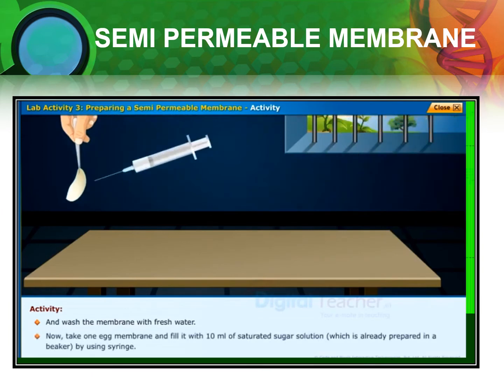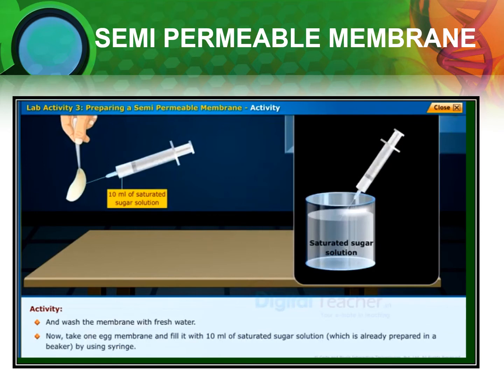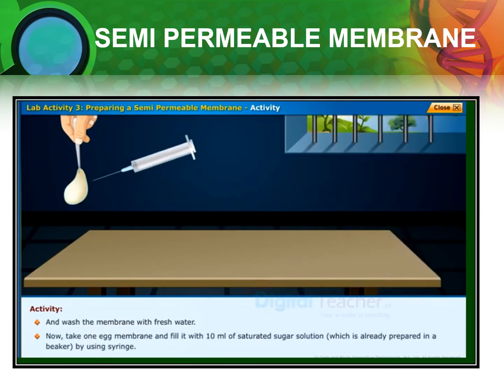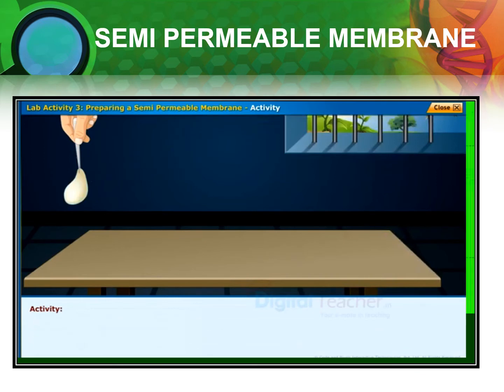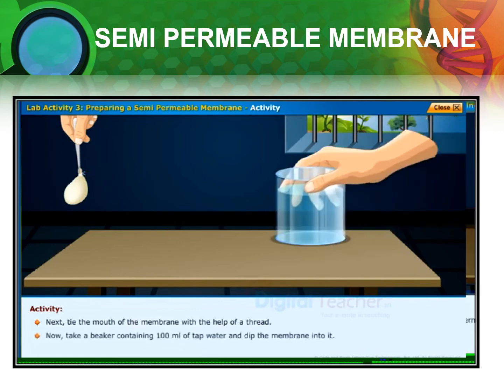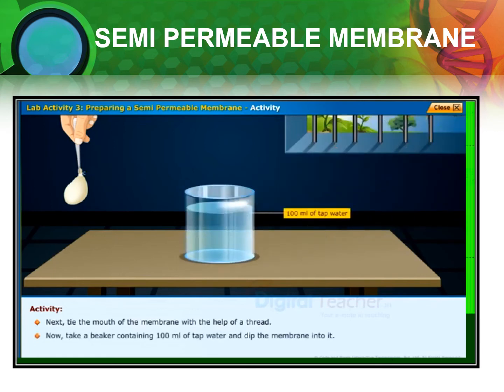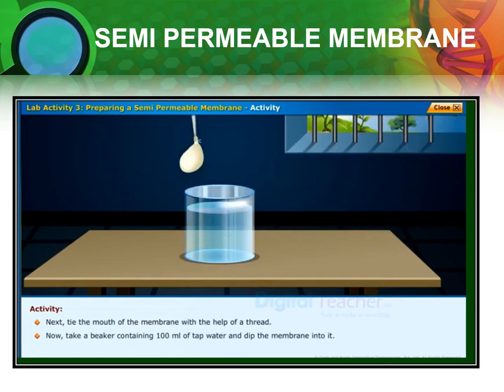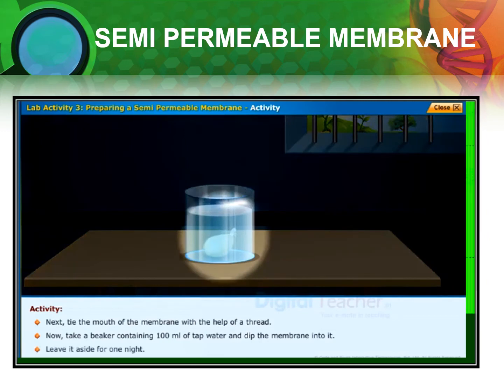Now take 1 egg membrane and fill it with 10 ml of saturated sugar solution, which is already prepared in a beaker, by using syringe. Next, tie the mouth of the membrane with the help of a thread. Now, take a beaker containing 100 ml of tap water and dip the membrane into it. Leave it aside for 1 night.